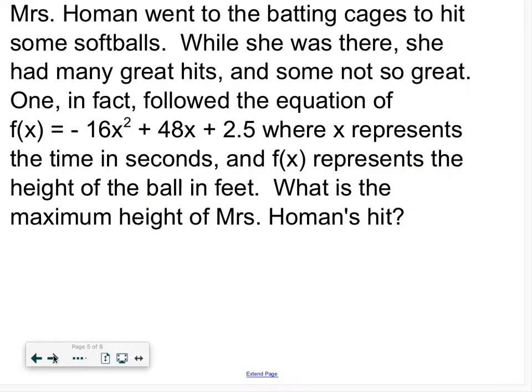Please write down this right here, and I'll read it to you. Mrs. Holman went to the batting cages to hit some softballs. While she was there, she had many great hits and some not so great. One, in fact, followed the equation f of x equals negative 16x squared plus 48x plus 2.5, where x represents the time in seconds and f of x represents the height of the ball in feet. What is the maximum height of Mrs. Holman's hit?